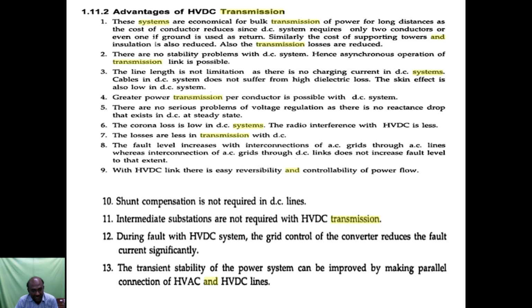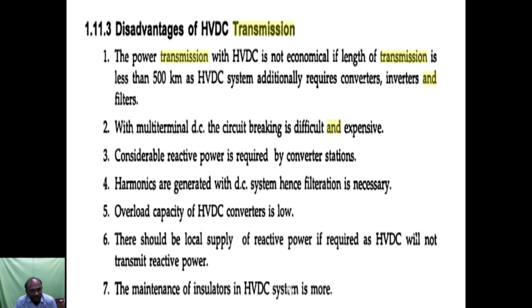Next one, the transient stability of the power system can be improved by making parallel connection of HVAC and HVDC lines. So we can use HVAC and HVDC lines because here we have interconnection of AC as well as DC. So using these two, we can make the transient stability a stabilized or enhanced one. Then what are the disadvantages?